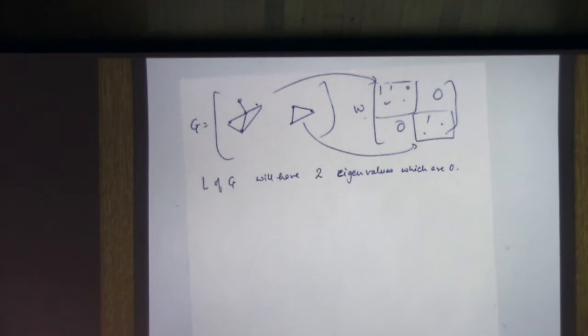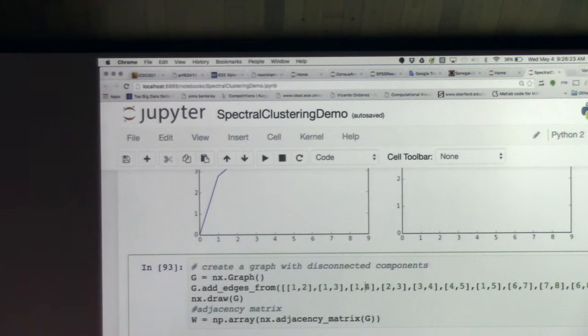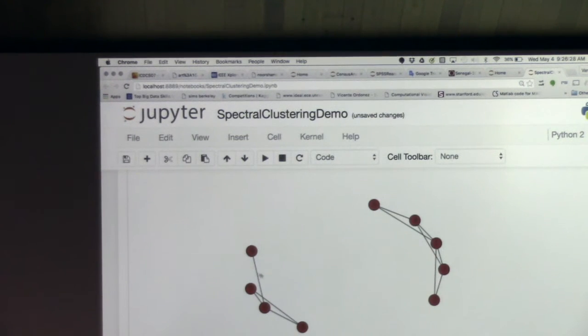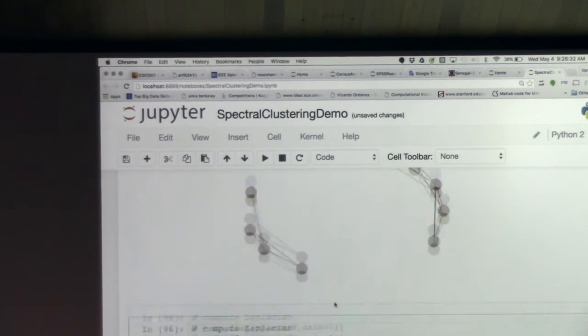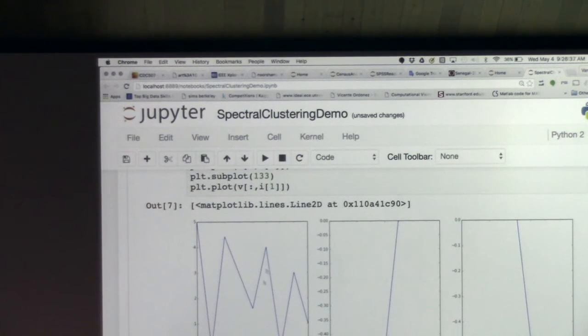Okay, which essentially gives you a very easy way of identifying disconnected components in a graph. So all you do is, let's say here I have created a graph manually, right? So I've created a graph with two components. One is this, one is this. If I do the whole Laplacian eigenvector analysis of this, you will see that this first plot is the plot of all eigenvalues, right? You see that there are two zero eigenvalues, right? Which essentially is what I was trying to say.